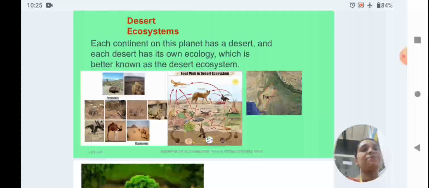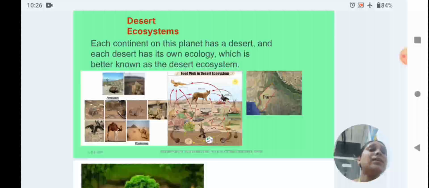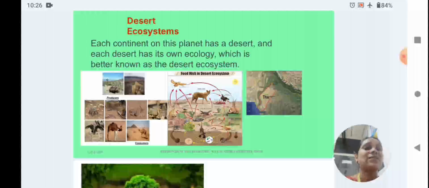The desert ecosystem: each continent on this planet has a desert, and each desert has its own ecology. The picture represents the producers and consumers of the desert ecosystem, the second one is the food cycle of the desert ecosystem, and the third one is the desert we have in our country, that is Thar.